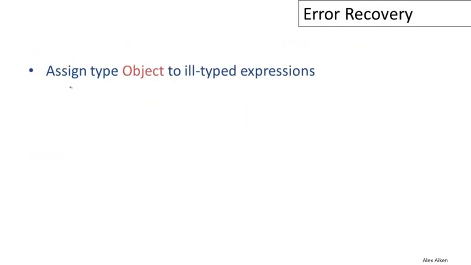One possibility is to simply assign the type object as the type of any ill-typed expression. And the intuition here is that even if we couldn't figure out what the type of the expression was supposed to be, certainly it was something that was a subtype of object, and so it is certainly safe to assign any expression the type object. So let's consider what happens with this strategy in a simple piece of code.